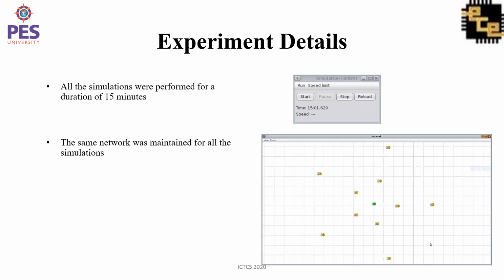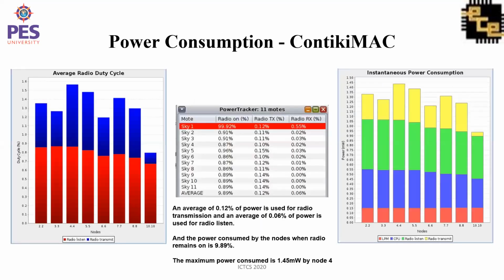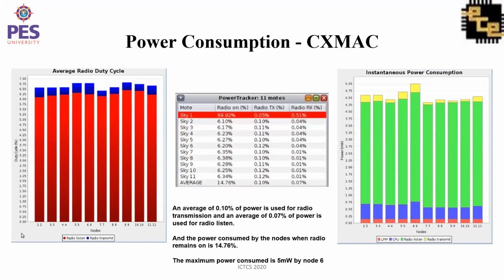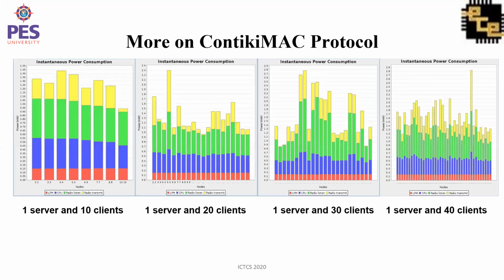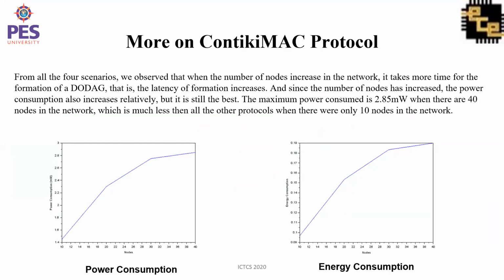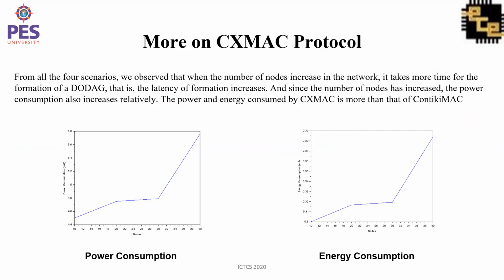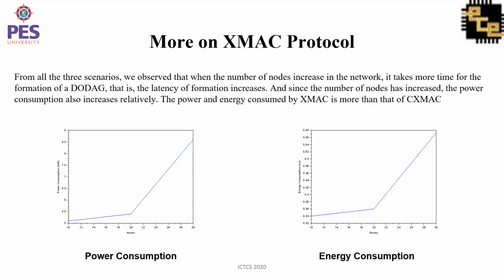We used one server and multiple clients, and these are some of the experimental results. We observed that Contiki MAC uses the least power and energy compared to CXMAC or XMAC. We did this first for one server with 10 clients, and then 20, 30, and 40 clients. We observed that with the increasing number of nodes, the latency also increases, whereas for Contiki MAC the power and energy consumed were less compared to the CXMAC or XMAC protocols.